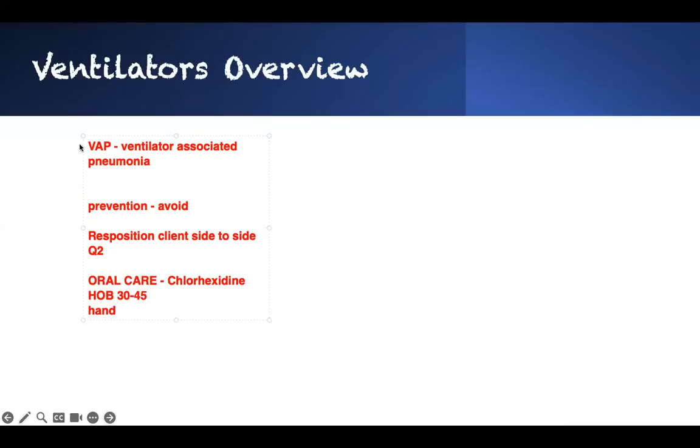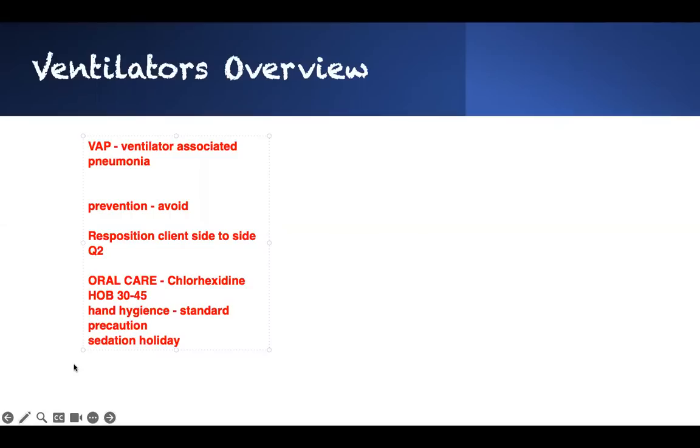Okay, you got to wash your hands. Standard precautions as much as possible. If they are intubated, they may be getting sedation. So provide a sedation holiday, we call it. So say in the morning, maybe 7 to 8 o'clock, there's no sedation so that they can wake up and take breaths on their own. So those are key facts you should do. Then you can also do suctioning, but there's something they call subglottic secretion. If they have subglottic secretion, you can go and suction it out, and that may help with the prevention of this problem.